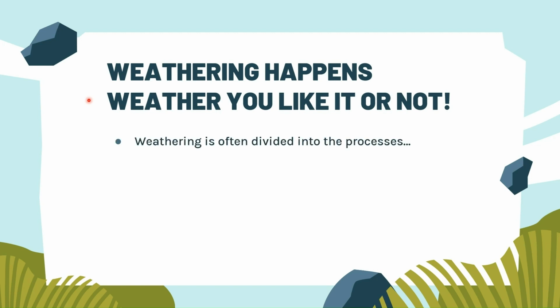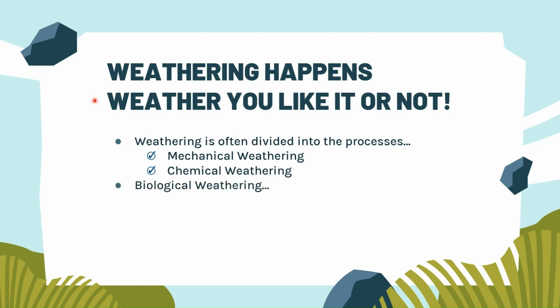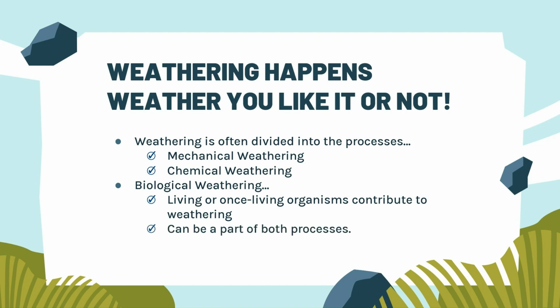Weathering is often divided into the process. So we have first, mechanical weathering. Second, chemical weathering. Then meron pa tayong isa, biological weathering. Ito po yung mga living or once living organism contribute to weathering. So, pwedeng kasama na dyan yung mga labi ng tao. Ayan. Mga nabubulok na bagay or tao, I mean organism like the plants and animals. So biological weathering can be part of both process. Pwede siyang maging part sa mechanical, pwedeng maging sa chemical.